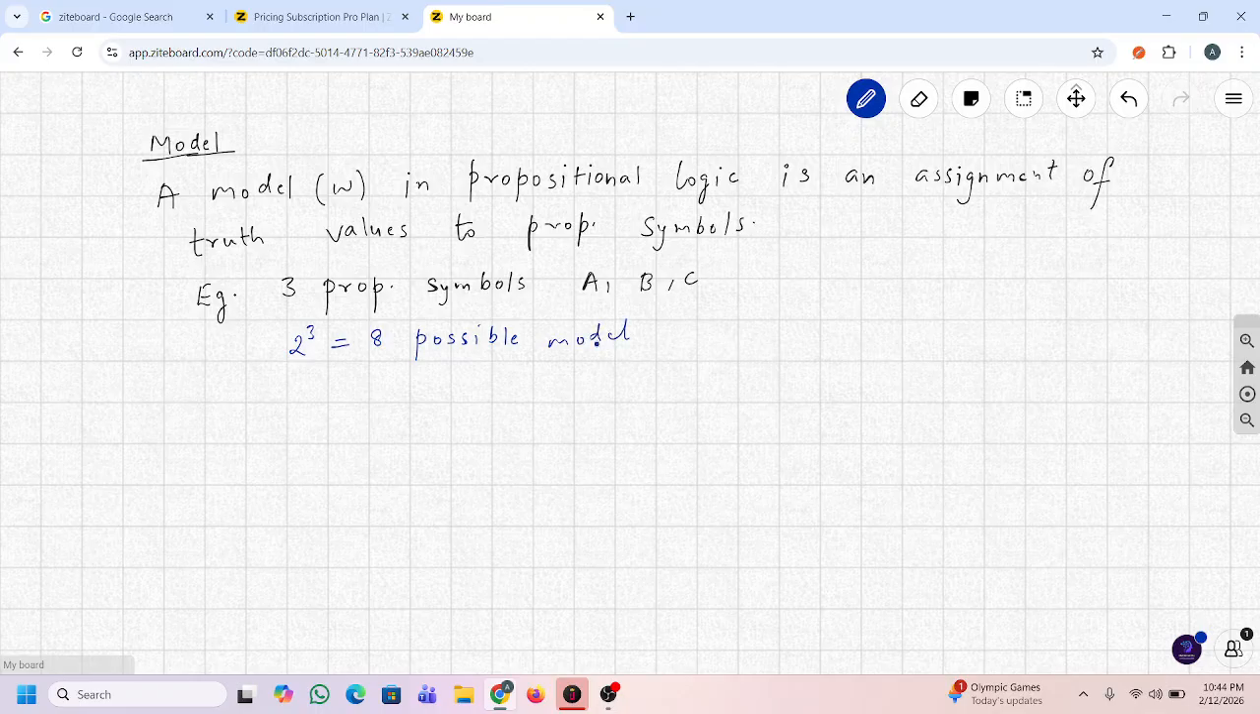Okay, so how will it be? Let us say this is A, this is B and this is C. So one case would be A is 0, B is also 0 and C is 0. Similarly, the second case will be A 0, B 0 and C as 1. Okay, so these elements that we are seeing here, then what will come after this?